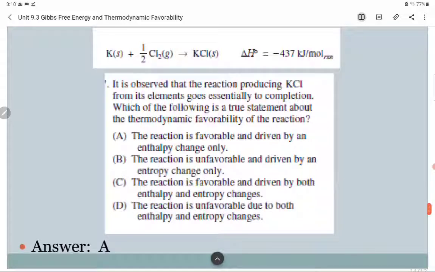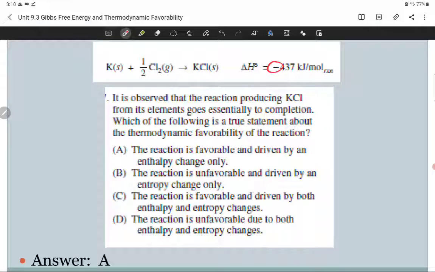Similar kind of setup. It goes essentially to completion. Which of the following is a true statement about the thermodynamic favorability of this reaction? So what do we got here? We got a negative. So let's go delta G equals delta H minus T delta S. We got a negative for delta H. We have a half a gas going to no gas. That's becoming more orderly, less disorderly. So we have that going on.